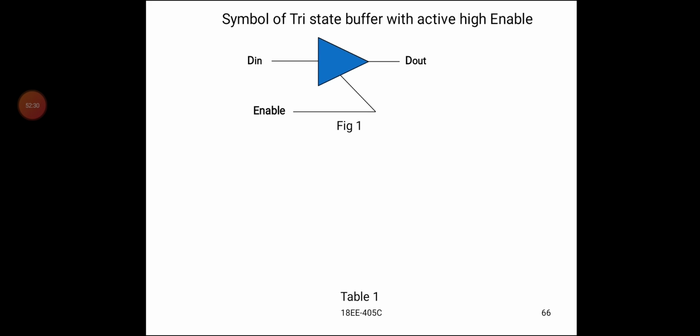The symbol of the tri-state buffer with the active high enable input. The enable input, the buffer having a D in, a single input, and a single output. D in is connected to D out when the enable input is high. According to that, when D in is 0, we get the output 0, low state. If D in is high, then the output is high state.